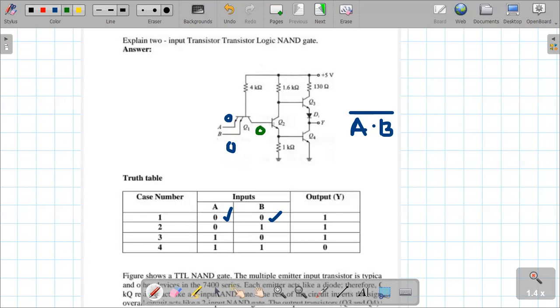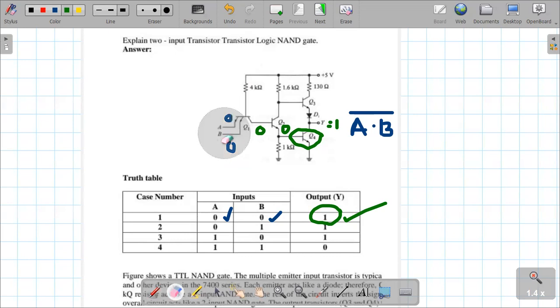If the base of Q2 is 0, therefore the emitter is also 0. If the emitter is 0, it means the base of Q4 is 0. Therefore, if the base of Q4 is 0, its output, that is Y, equal to 1. Thus case number 1 is true.